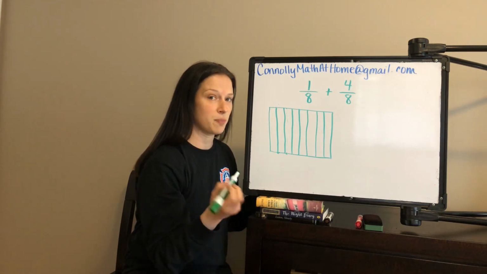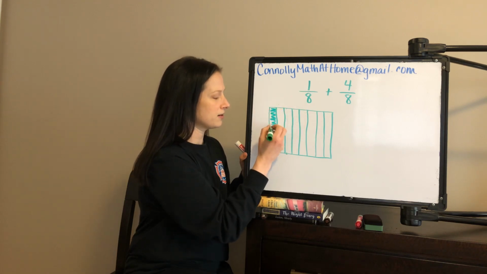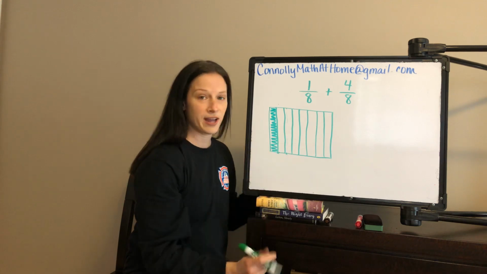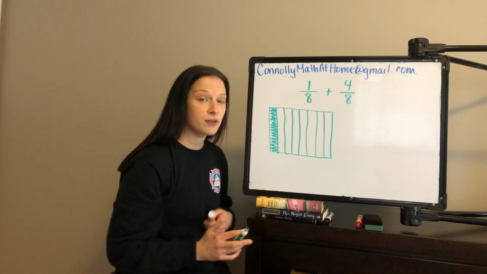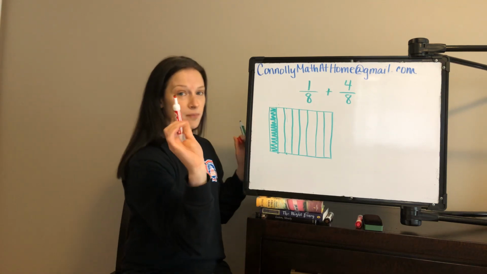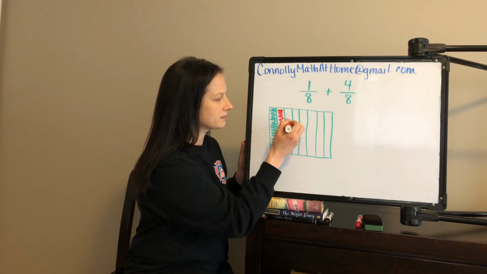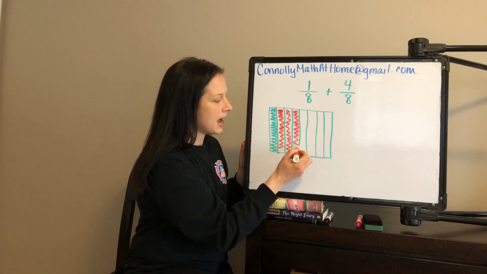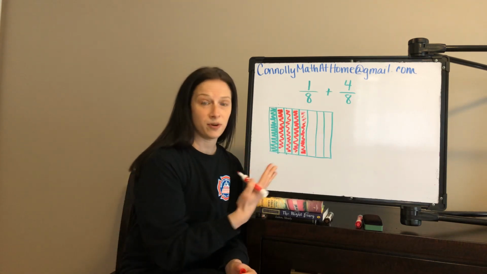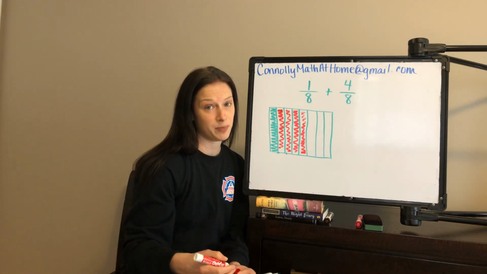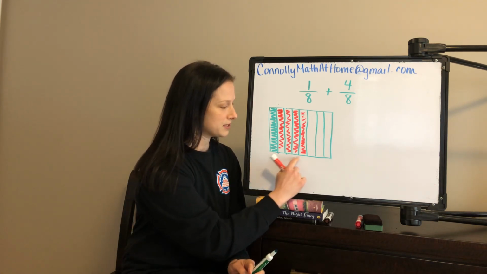And what I'm going to do is I'm going to represent my first addend here with the green marker. So I have 1/8 shaded in. And I'm going to add 4 more eighths with my red marker. So I'm going to represent the 4/8 in red. And I want you predicting how many eighths are represented total after I've represented both. So we're going to combine the two amounts. So what is 1/8 plus 4/8?